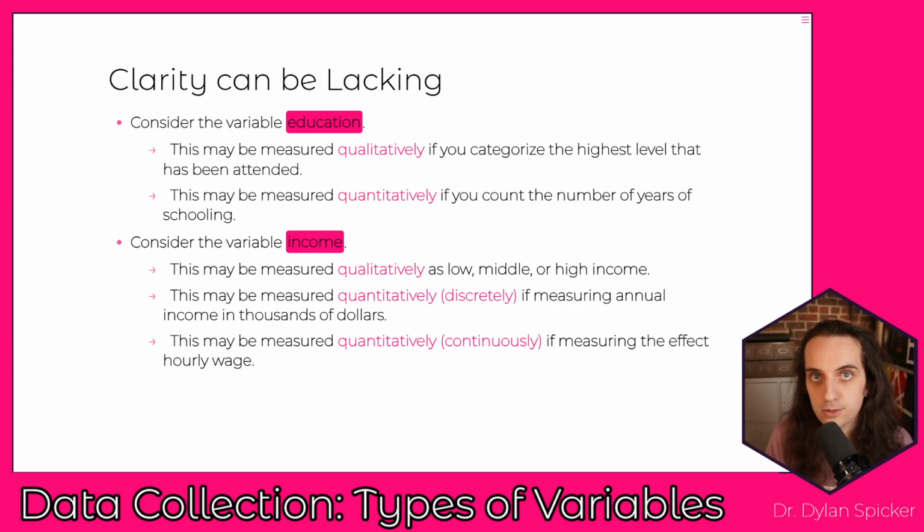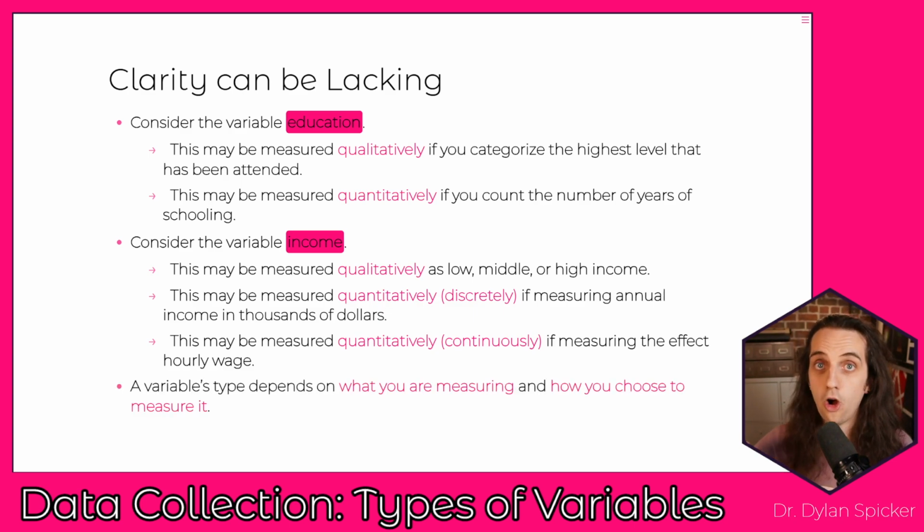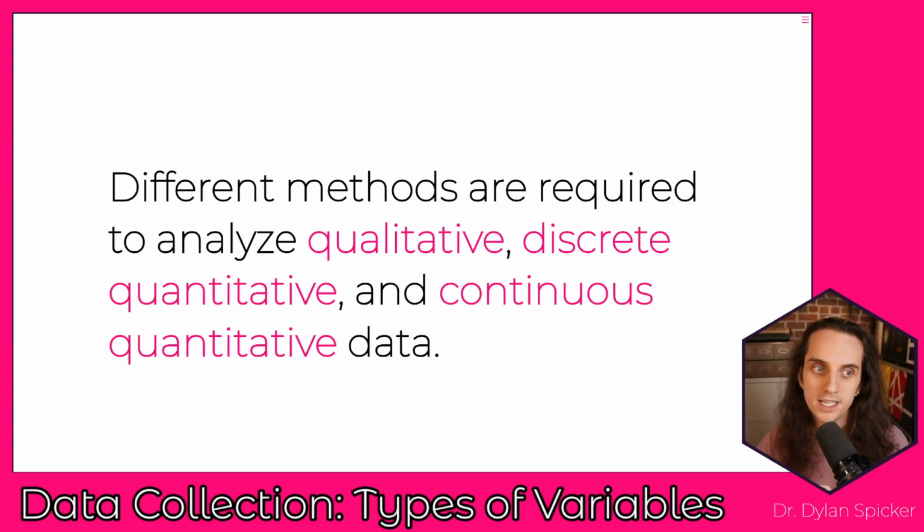And so here with income, again, it's not necessarily qualitative, it's not necessarily quantitative. It depends on how we're actually going about measuring it. And so always the variable's type is going to depend both on what it is that you're measuring, but also how it is that you are measuring it, right? And so we're always going to have a lot of choice there.